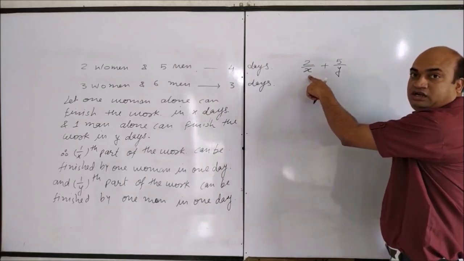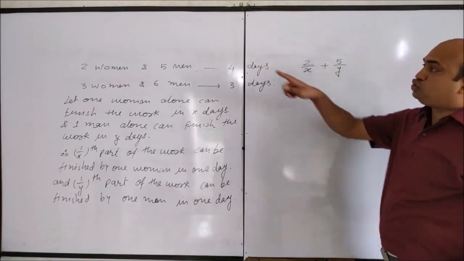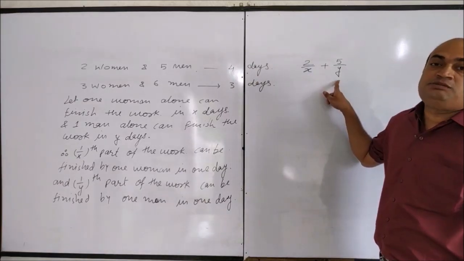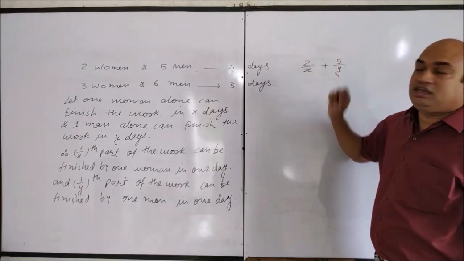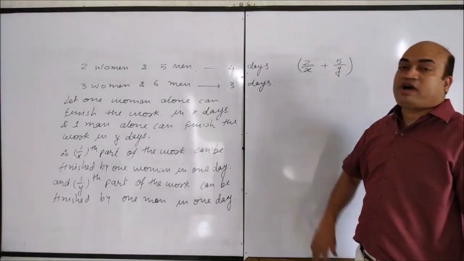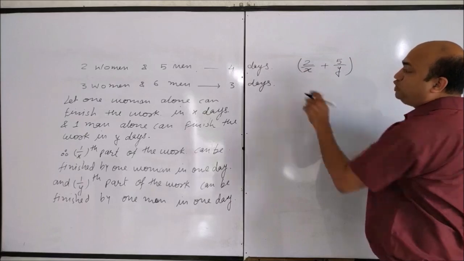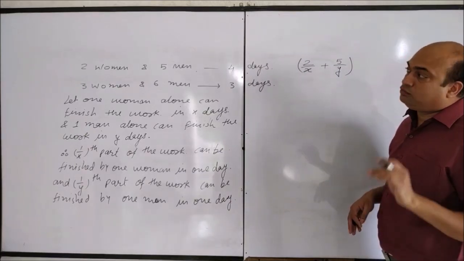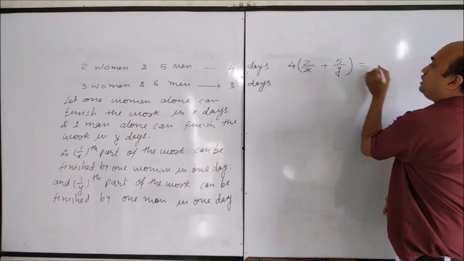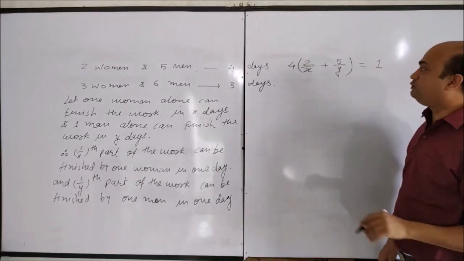So this is the part finished. This is the part of the work finished by 2 women in 1 day, and this is the part of the work can be finished by 5 men in 1 day. This is the total part 2 women and 5 men can finish in 1 day. You see, in 4 days, complete work is finished, so we multiply it by 4. This will be the complete work, that is 1 work. This one is for the complete work.